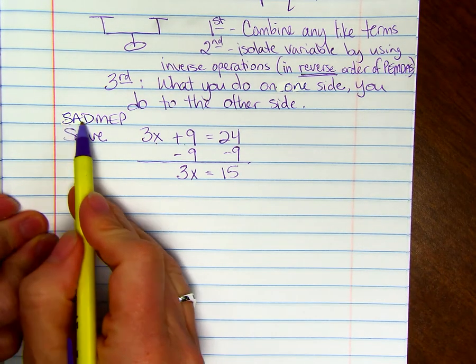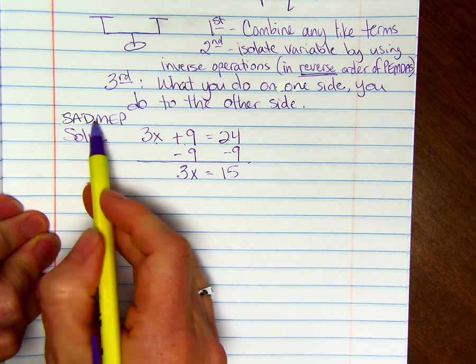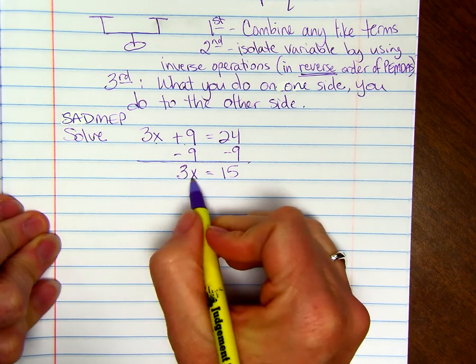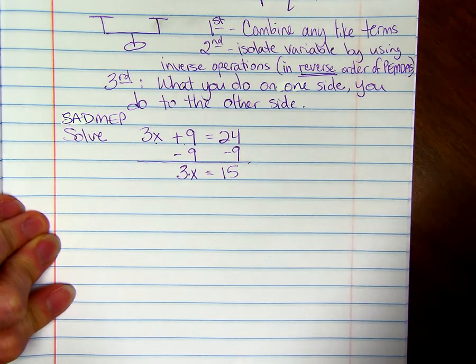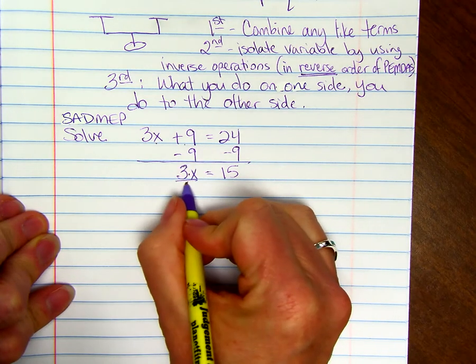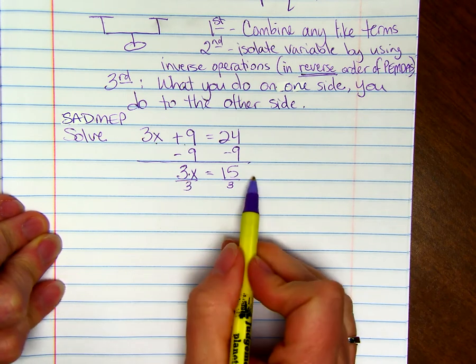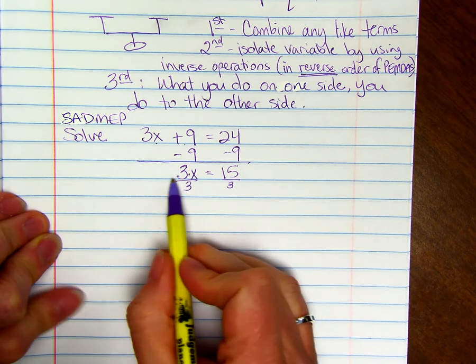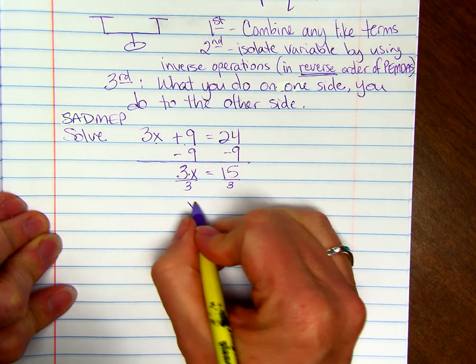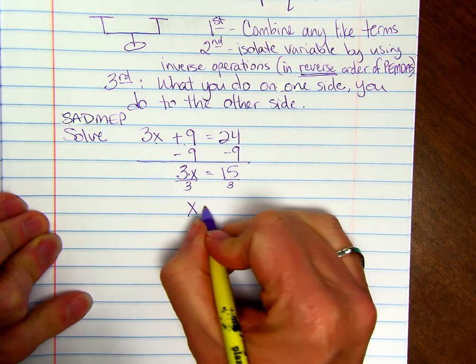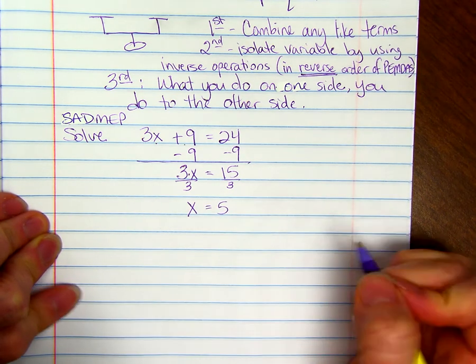So we did subtraction and addition, now we're doing division or multiplication. So we look at our x, it's being multiplied by 3, so we do the inverse of multiply, which is divide by 3. So we're going to divide both sides, what you do on one side you have to do on the other, by 3. 3x divided by 3 is just x, and 15 divided by 3 is 5.